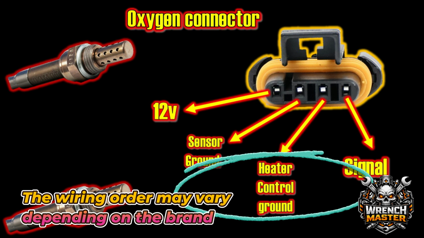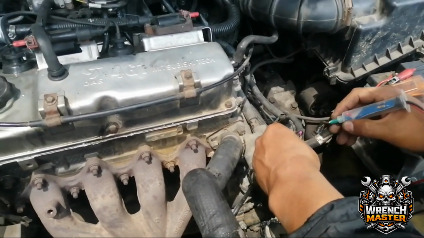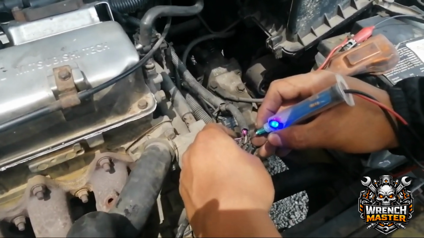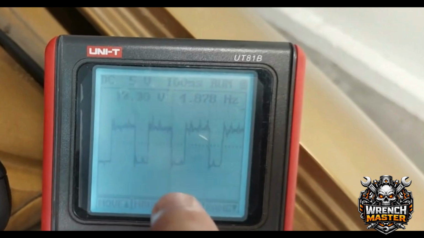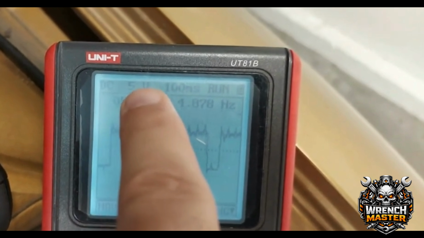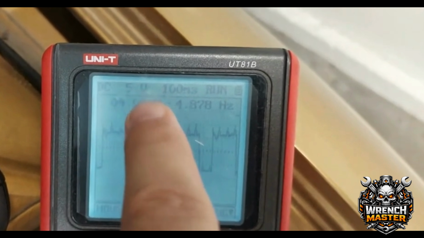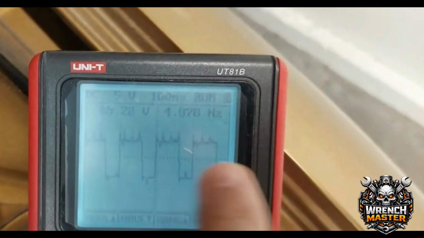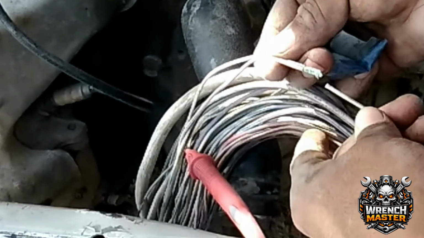Check the heater control ground. Unlike the sensor ground, this ground is pulsed and controlled by an electronic circuit inside the ECU. This signal must be measured using an oscilloscope with the engine running. The waveform should be a square wave. If no square wave is observed, there may be an open circuit or damaged wiring, which must be repaired.